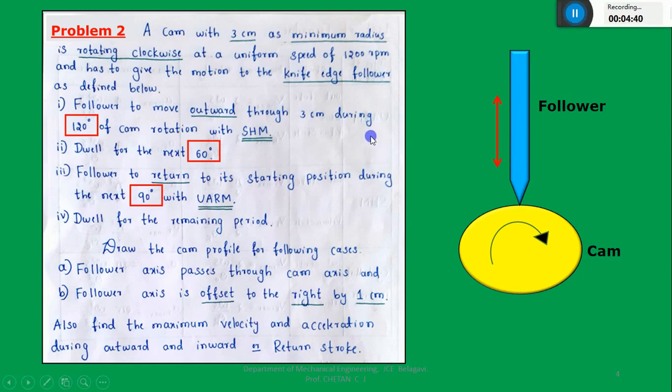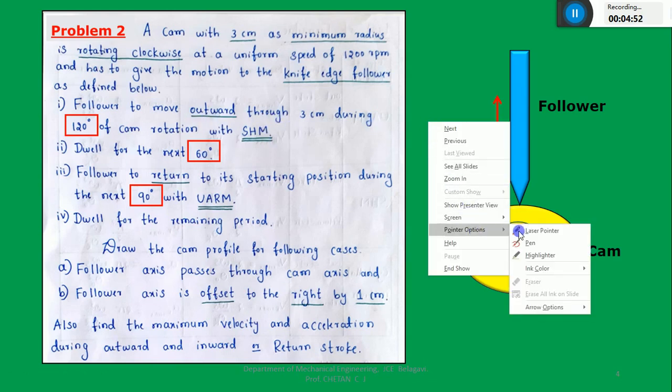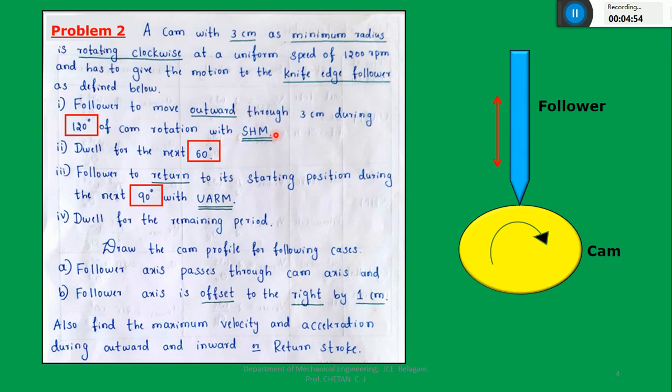And the first angle is 120 degree, and it is given that during that outward stroke of the follower, the type of motion is a simple harmonic motion. Just remember: for the outward movement of the follower, the kind of motion is simple harmonic. Just write down this keyword.